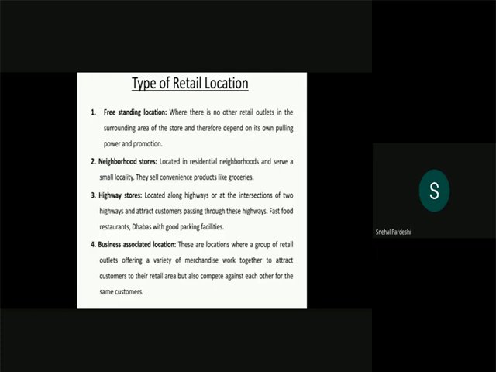Also, we have different types of business associated locations. These are something like a group of retail outlets with a concept of giving more variety of merchandise. They all work together in attracting certain types of customers, and the area is situated in such a location where different types of retailers are there, but still there will be certain competition between each other.